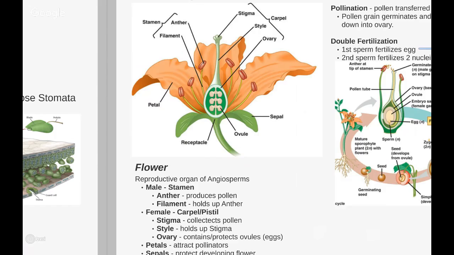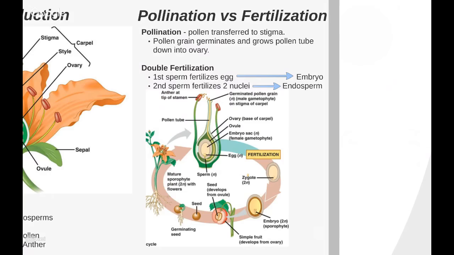What you do need to know is the advantage of pollination and the difference between pollination and fertilization. We kind of already talked about the advantage of pollination, that the pollen grain is transferred to the female part of the flower. Instead of having the sperm cells swim, it's transferred via insects, birds, mammals, all kinds of other things can transfer pollen. That pollen grain germinates and grows a pollen tube down into the ovary where an egg is waiting.